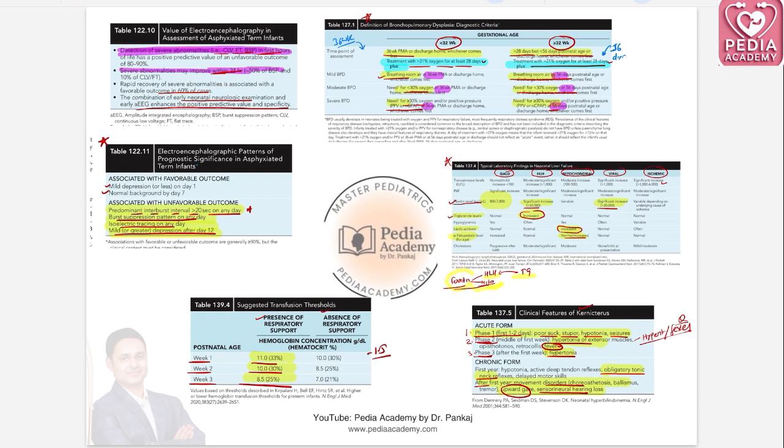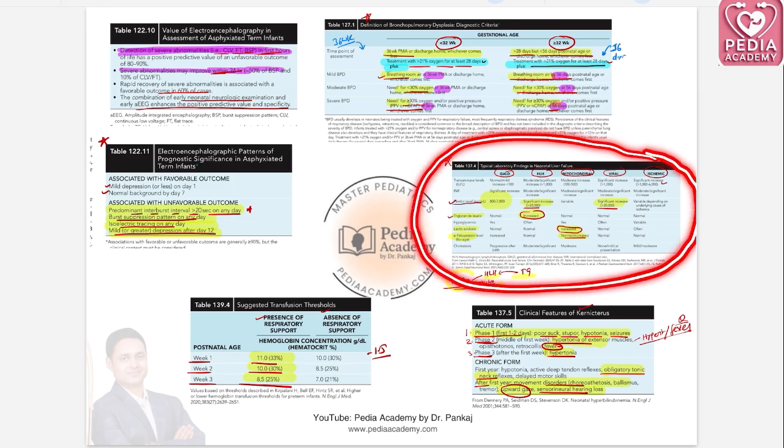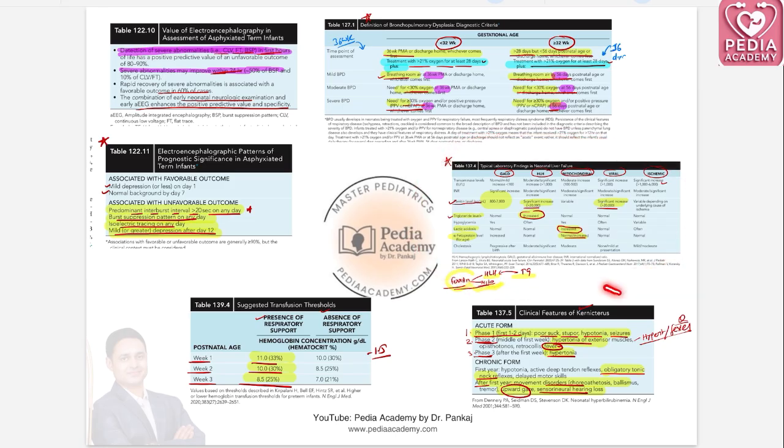So in this slide, we have discussed EEG findings and their significance. We have discussed BPD diagnostic criteria. We have discussed neonatal liver failure DDs. We have discussed Kernicterus clinical features, and we have discussed transfusion threshold in newborn.